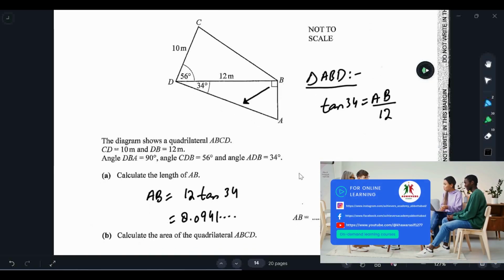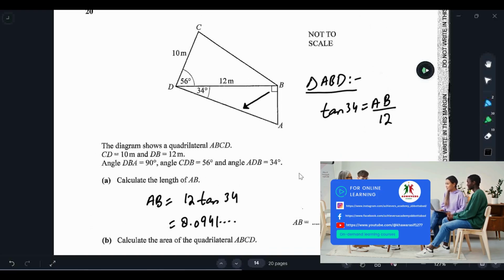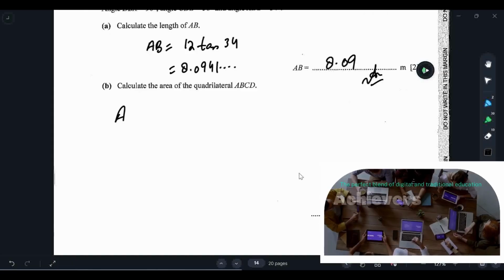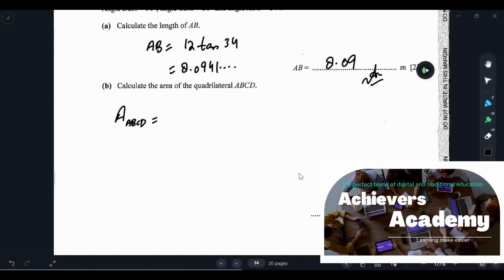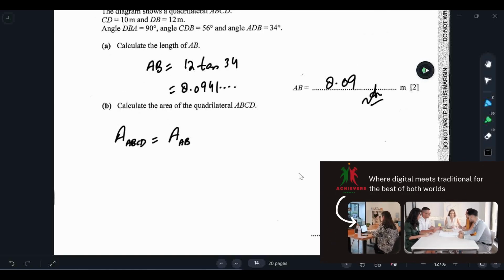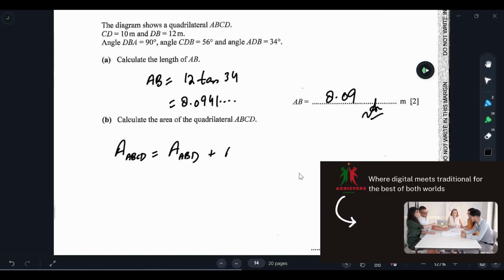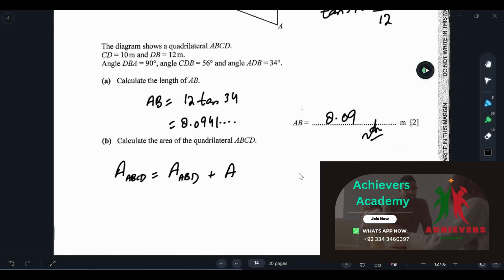Let's move to the B part, area of the quadrilateral. For the area of the quadrilateral, we have to use: area of ABCD should be equal to area of triangle ABD plus area of triangle BCD.